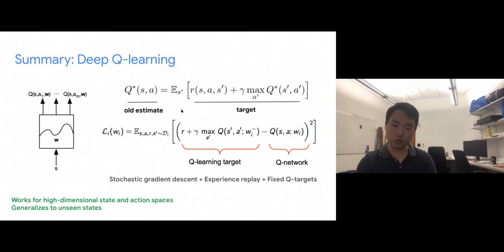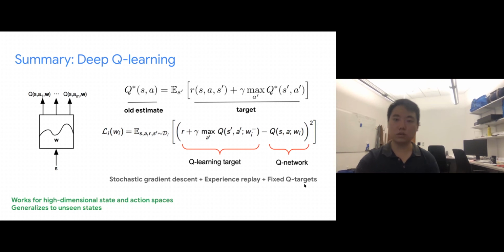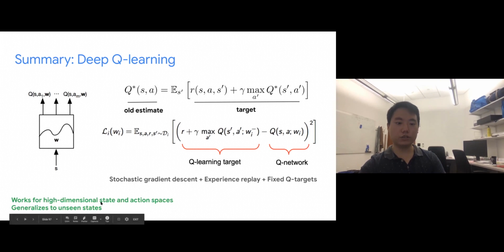And we saw two main issues, one of which was you need to use an experience replay so that you don't have correlated samples. And you also need to use fixed Q targets so that you don't have this non-stationary prediction problem. And deep Q learning actually works for these high-dimensional states and actions, and also generalizes to unseen states.